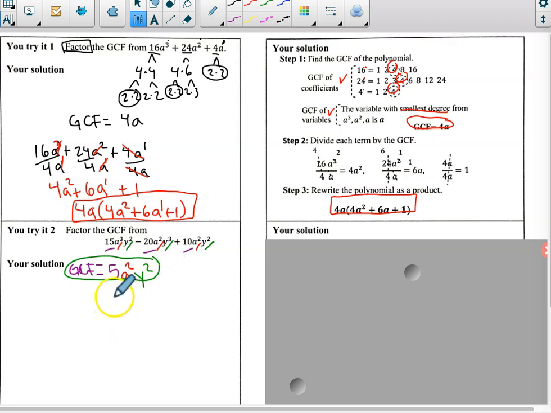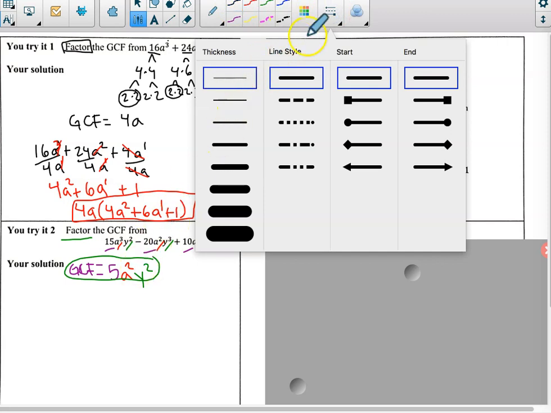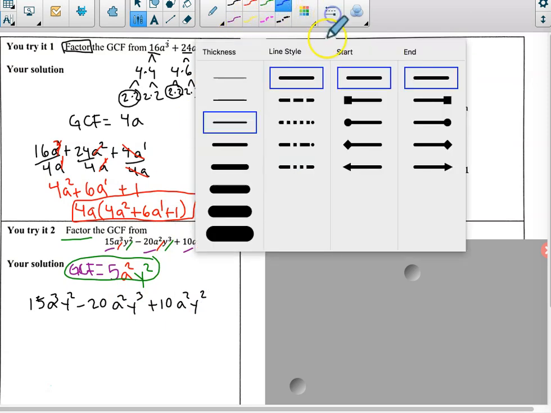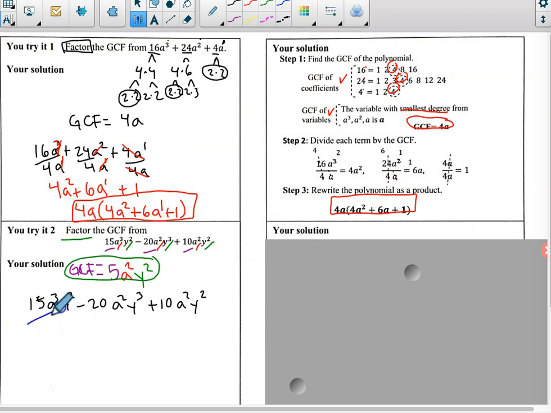Again, this is not the end of the problem because the question says to factor. Okay, so to factor, we're going to take our original problem and divide everything by the GCF. So I'm going to take everything and divide it by the GCF. So let's see, this is 5a squared y squared. I'm going to do that to everything.